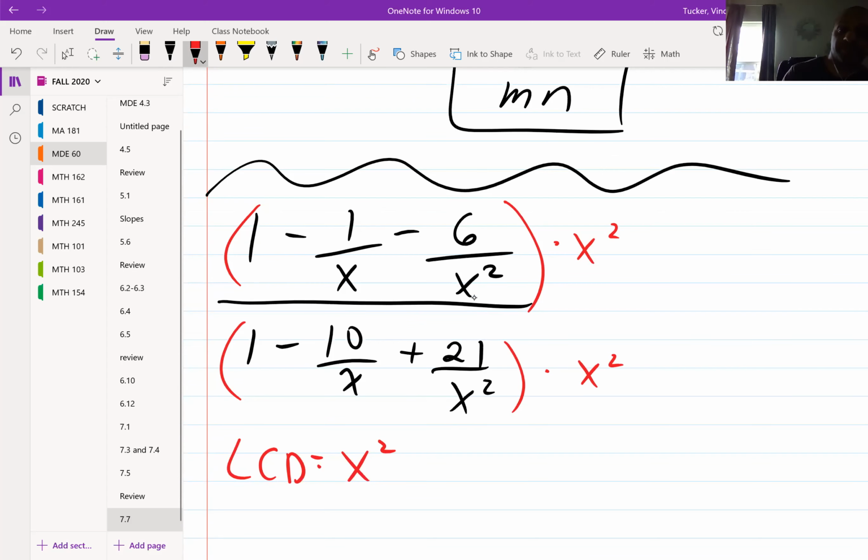numerator by x squared. Don't forget that means multiplying the 6, that 1 and 1 by x squared. 21, 10, and 1 by the x squared. I ain't worried about the denominator. Just worry about the numerator. Yep, because the denominator is going to cancel out when everything's said and done. That's why we are doing this process. So it's x squared minus x squared over x minus 6x squared over x squared, and x squared minus 10x squared over x plus 21 x squared over x squared.